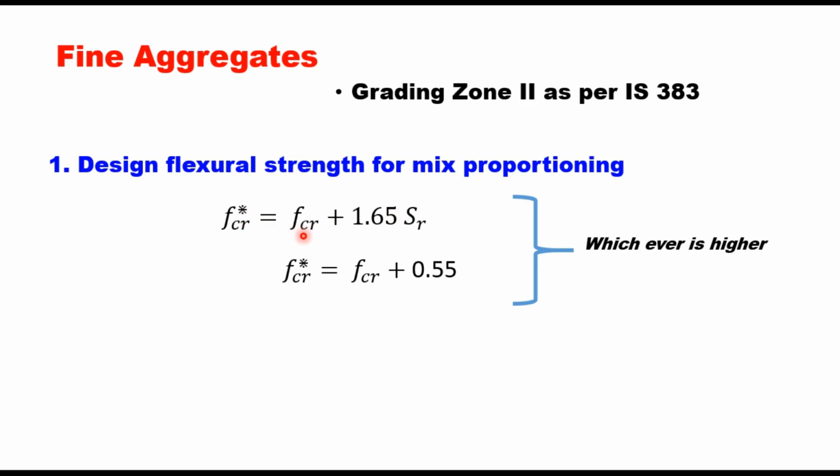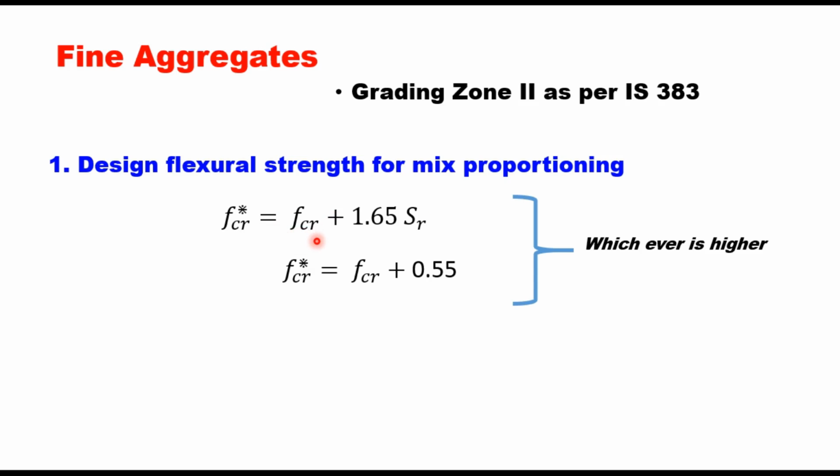FCR star is FCR plus 1.65 times standard deviation, or it is FCR plus 0.55. Whichever is higher, you have to take as the design flexural strength. Now a similar equation is given for the cube strength also. If the design is based on compressive strength, then a similar equation will be used.